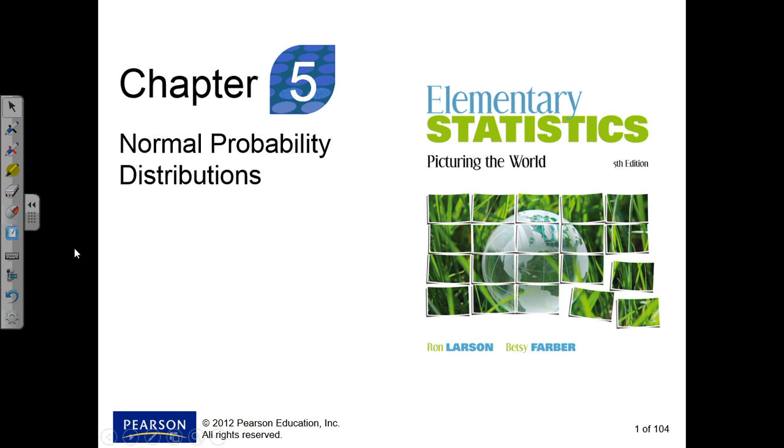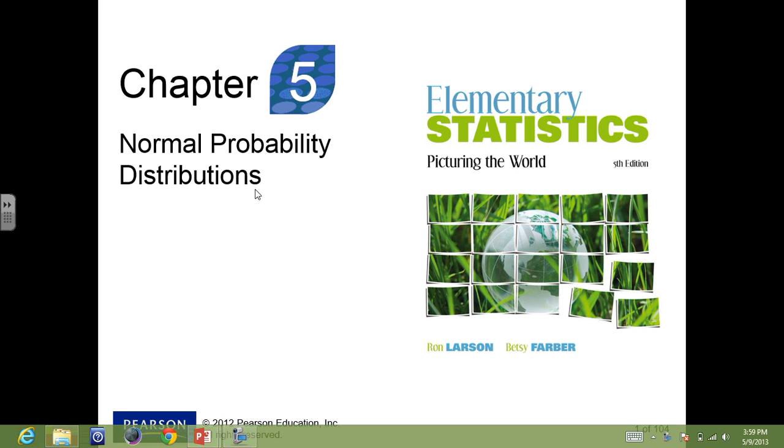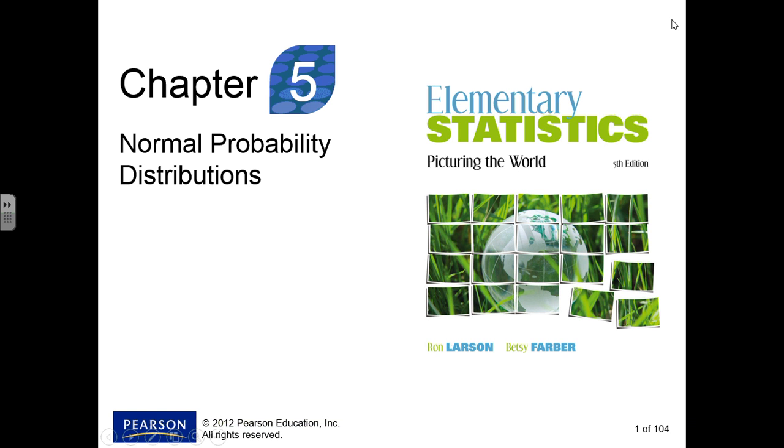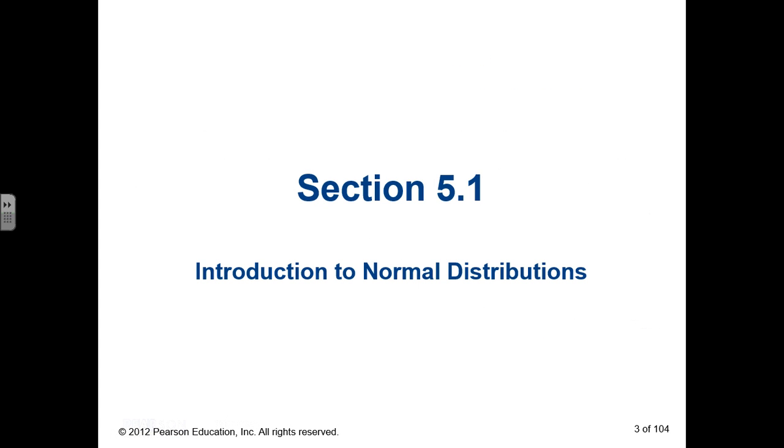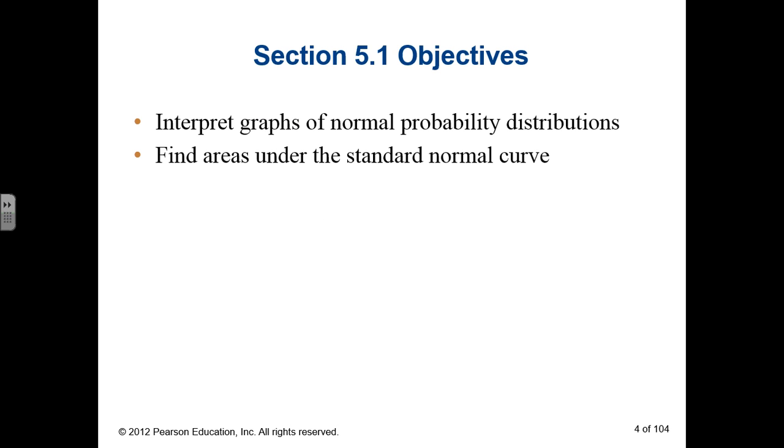Okay, so now we're in Chapter 5, and we're going to be looking at continuous probability distributions. Like in Chapter 4, we looked at a general discrete probability distribution, and then we looked at a specific example known as the binomial probability distribution. In Chapter 5, we're looking at a specific example of a continuous probability distribution known as the normal probability distribution.